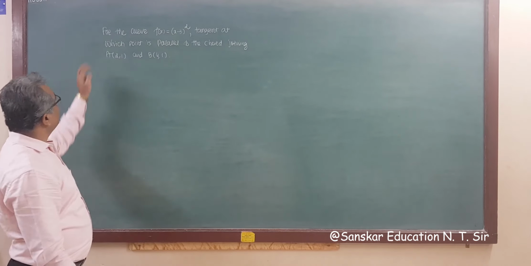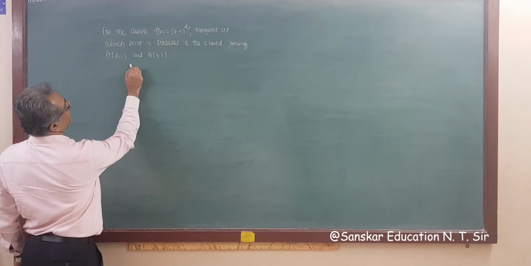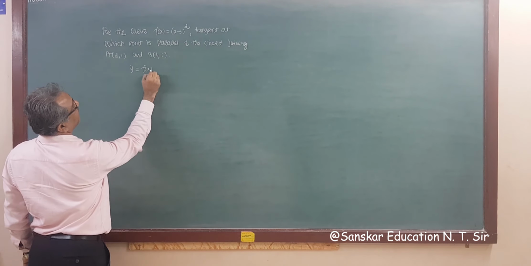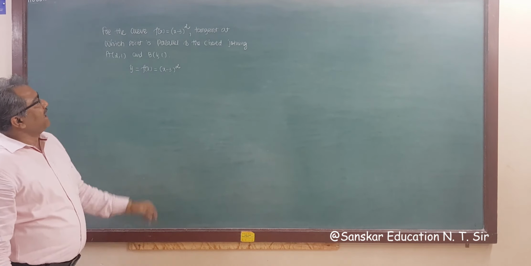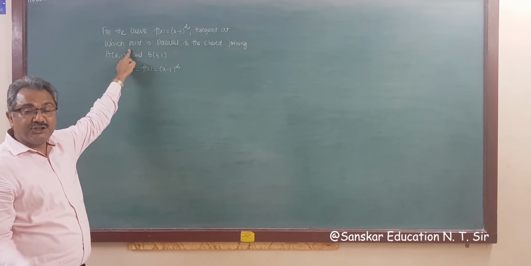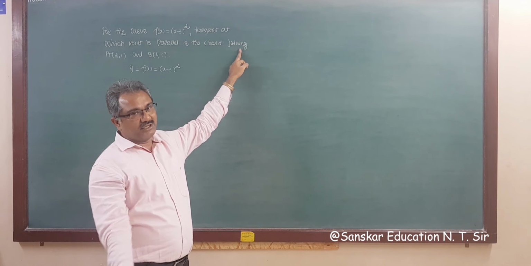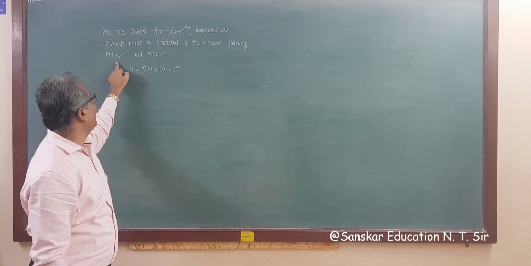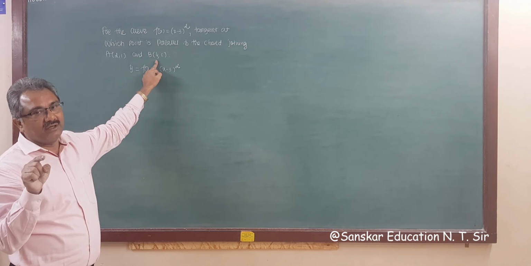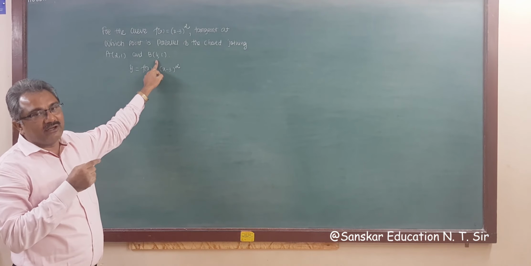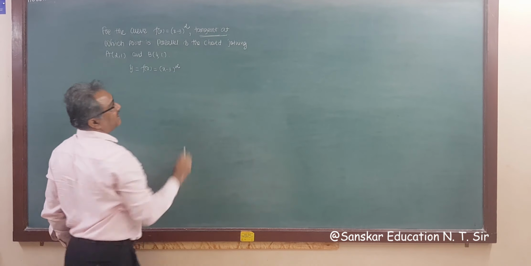Right? Question is, for the curve y is equal to f(x) is equal to (x minus 3) whole square. So the curve is given, y is equal to f(x) is equal to (x minus 3) whole square. Right? Tangent at which point is parallel to the chord joining A(2,1) and B(4,1)? So this is a nice question of mean value theorem. This is a geometrical interpretation of mean value theorem that you know.